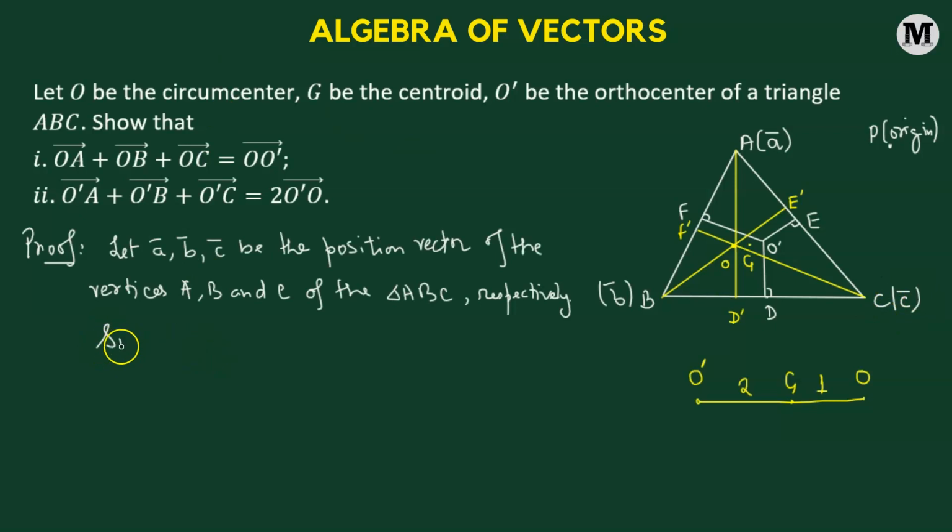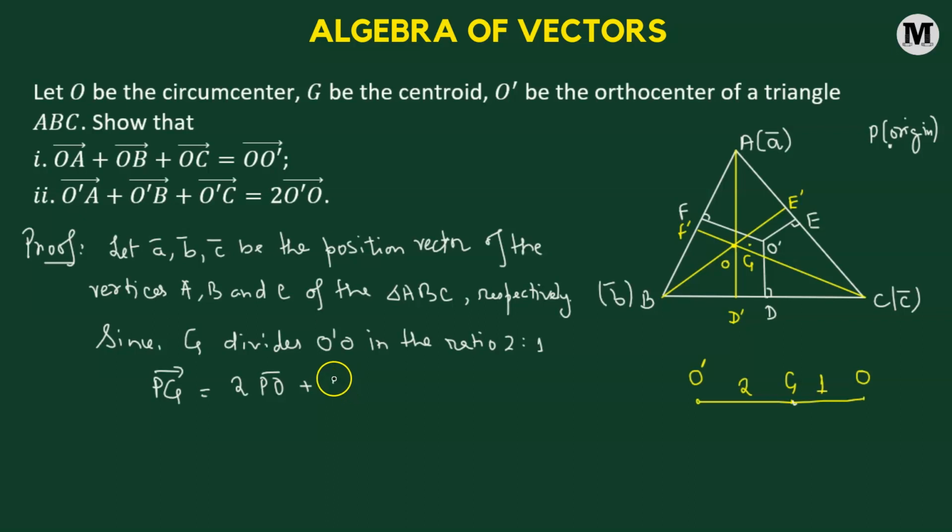Now, we'll use the fact that the centroid divides O prime G in the ratio 2:1 internally. Now what we can do is use the internal section formula. So the position vector of the centroid will be PG. So here we are defining the position vector of G with respect to the origin. So PG vector will be equal to 2 times PO vector added to 1 times PO prime vector divided by 2 plus 1.